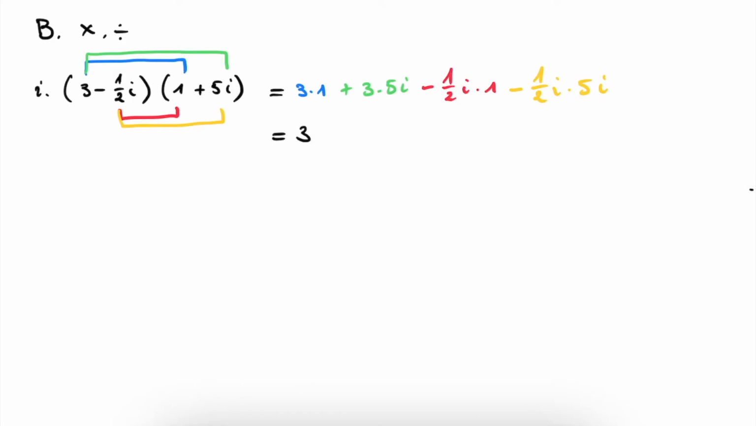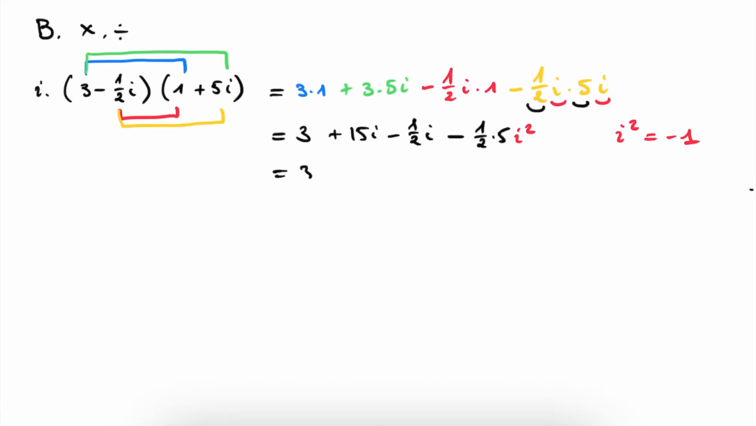We get 3 for the first term plus 15i for the second term minus 1/2 I for the third term. And for the fourth term, we have to be careful. So we have minus 1/2 times I multiplied by 5 times I. So how are we going to do this? Well, we're first going to multiply this 1/2 with this 5. So we have 1/2 multiplied by 5. And then we multiply this I with this I. So we get I squared. However, we know of course that I squared is equal to minus 1. So we need to take this into account.